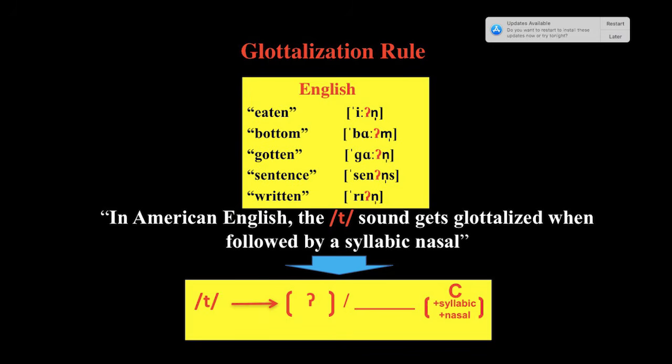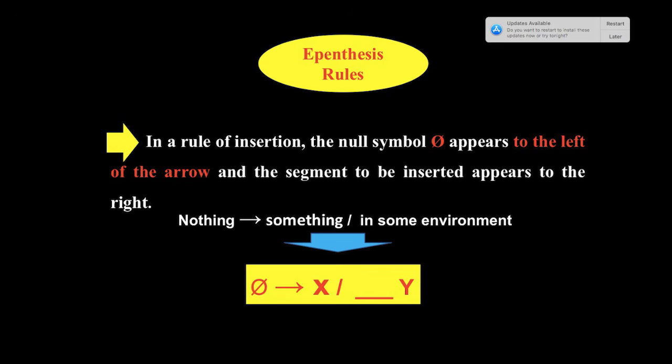whenever it is followed by a consonant which is plus syllabic nasal. Another type of phonological rules we have is the one we call epenthesis rules. When we say epenthesis, we are talking about insertion. In the rule of insertion, the null symbol appears to the left of the arrow and the segment to be inserted appears to the right. So we write nothing becomes something in a certain environment.